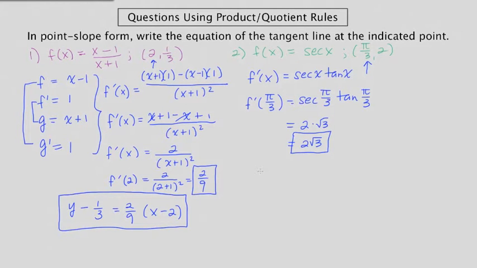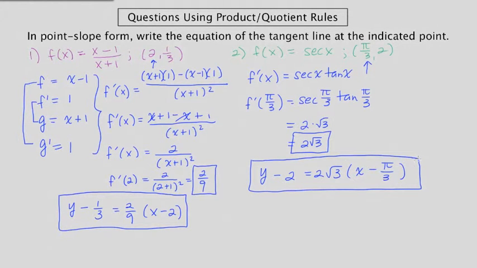Using point slope form, we end up getting y minus 2 is equal to 2 root 3 times x minus pi over 3. So two examples of writing equations of tangent lines, a very common question in calculus.